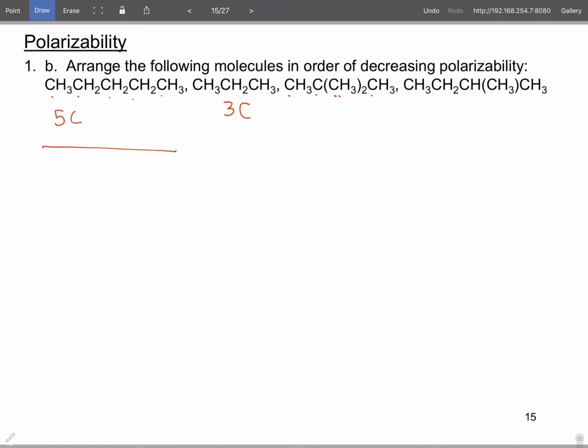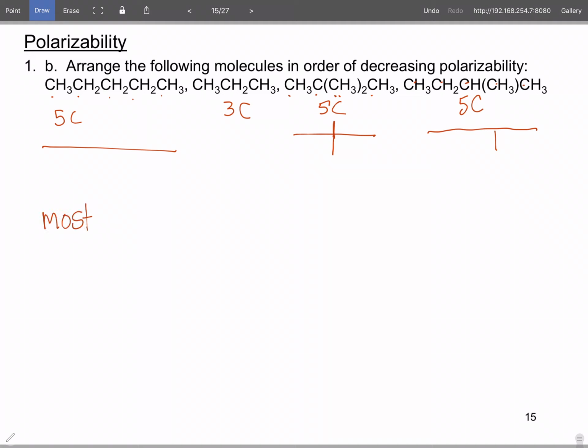So this one's going to be 4 carbons in a row with 1 branch. So it's 5 carbons. 2, 3, 4, 5. Oh wait, it has 2 carbons off of it, sorry. And this one's straight chain with 1 carbon off. So this is still 5 carbons. So first things first, we're going to arrange it in order of decreasing polarizability.